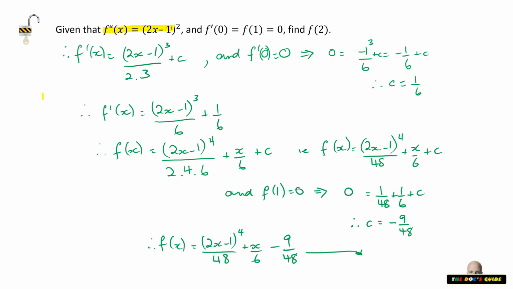So let's have a look at this example here. We're given the second differential, and we're told conditions about the first differential and the original function. So if we find the primitive to begin with, raising the power by 1, dividing by that power, dividing by the differential of the brackets, add our constant, then we have that f dashed of 0 equals 0, which means that when x equals 0 in this expression, 0 is the resultant. So we plug those numbers in there, and we've got minus 1 cubed on 6 plus c, so c is a 6th.